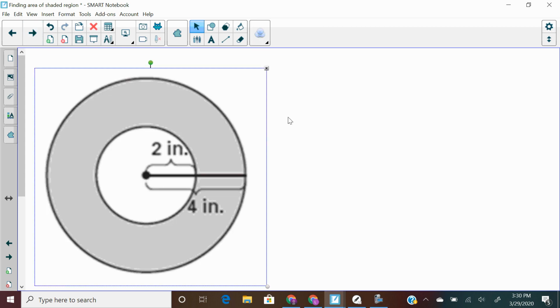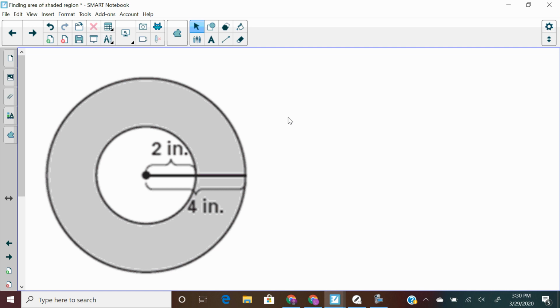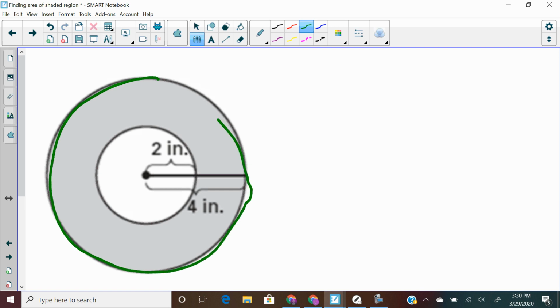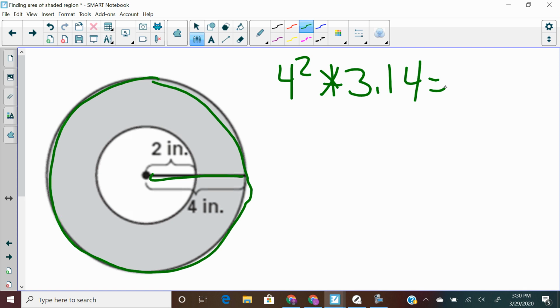Okay, so here's our first example. We're going to find the area of the shaded region. The first thing we're going to do is find the area of the outside shape, because that'll give the area of everything that's inside. Remember, to find the area of a circle, we do radius squared times pi. The radius of the big circle is 4. So we're going to do 4 squared times 3.14, which equals, 4 times 4 times 3.14 is 50.24. So that's the outside.